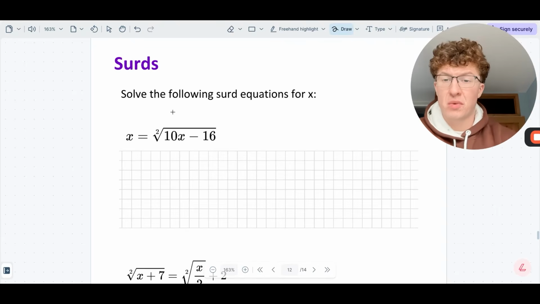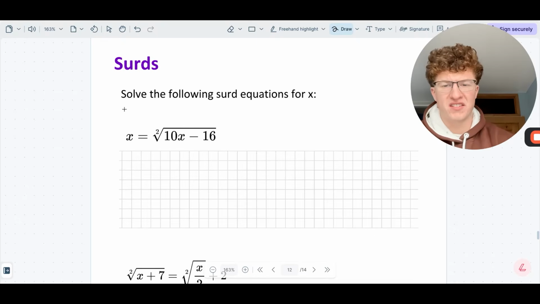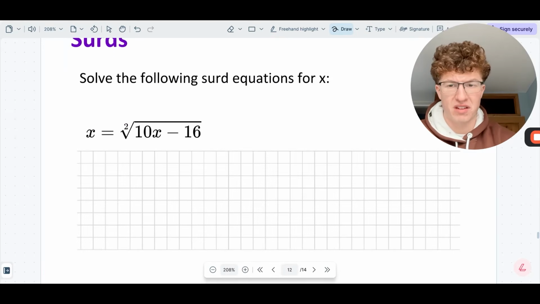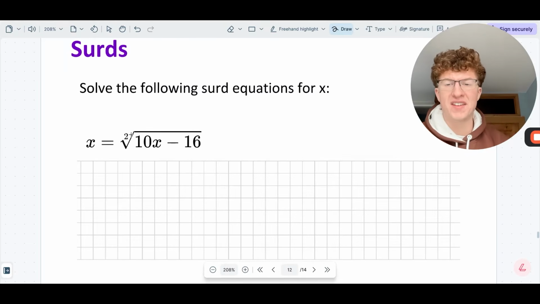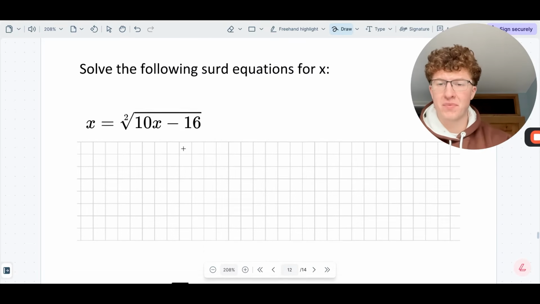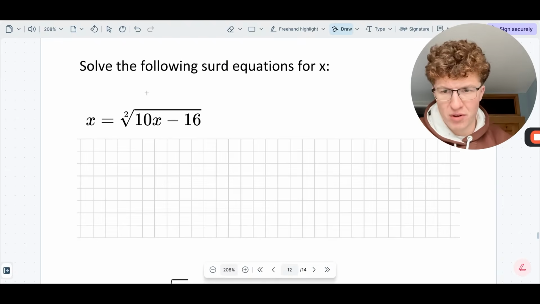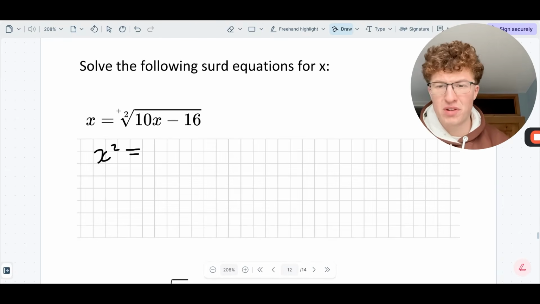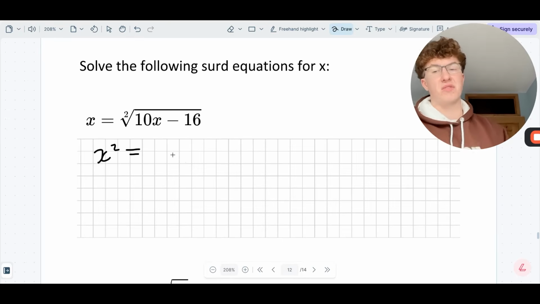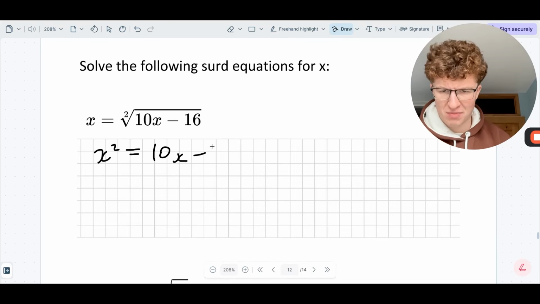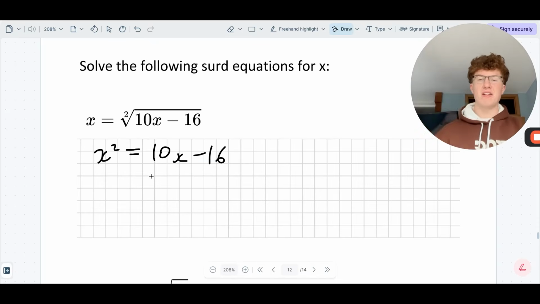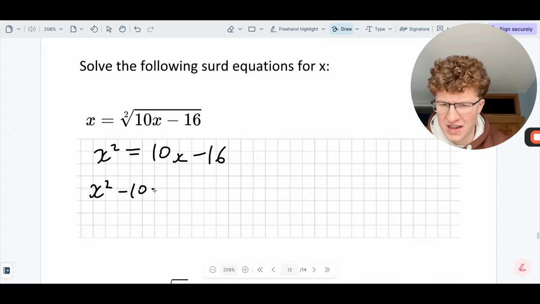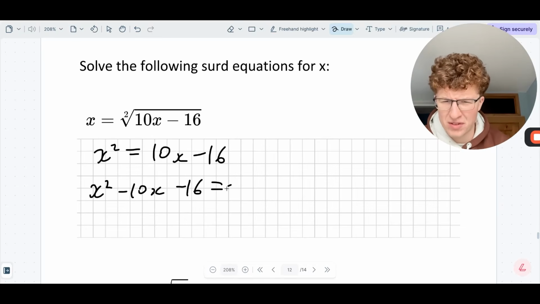Next thing is surds. We want to solve the following equation. Surds is just a complicated way of saying numbers or letters with square roots in them. So we want to solve x is equal to the square root of this thing. Immediately, let's get rid of the square root. We'll square both sides. X squared is equal to, when we square this, the square root will cancel with the square, so we're just going to have 10x minus 16. Let's rearrange. Bring everything over to one side. So x squared minus 10x minus 16 is equal to 0.